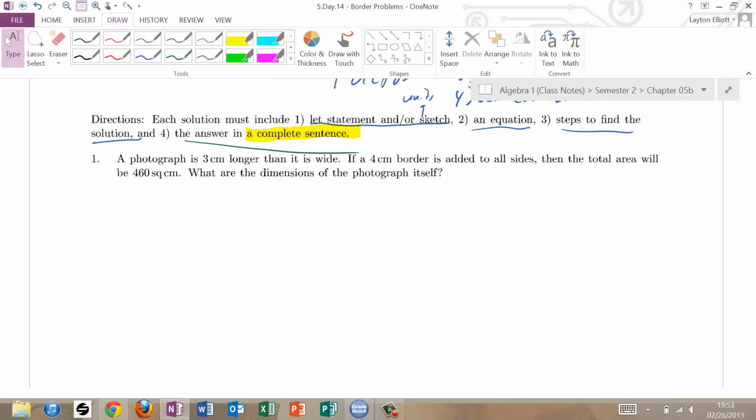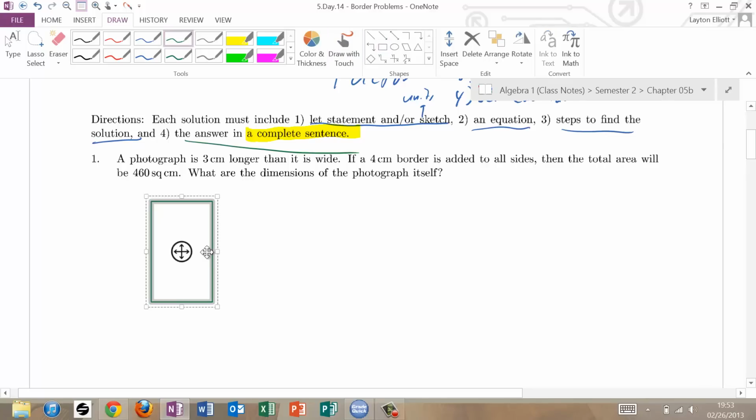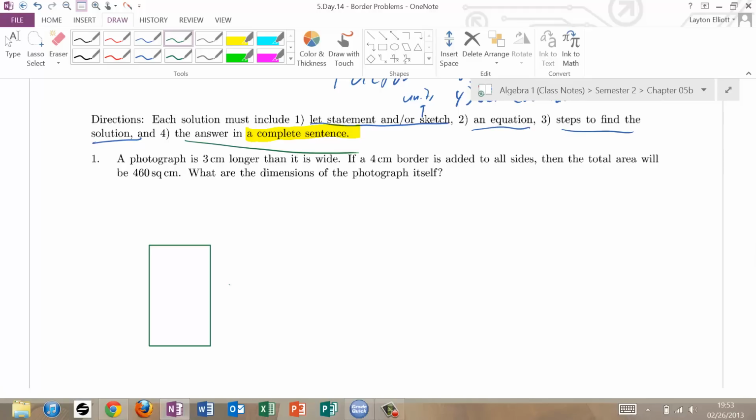Okay, number 1. A photograph is 3 centimeters longer than it is wide. Hey, we have a photograph. I'm going to put a little box here. We're going to call that a photo. If a 4 centimeter border is added to all sides, then the total area will be 460 square centimeters. What are the dimensions of the photograph itself?